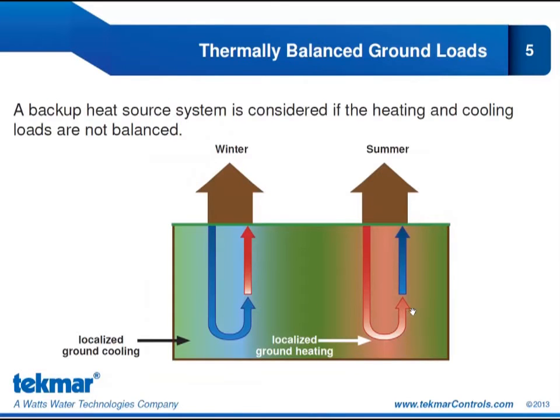Now, we want the localized ground heating to be as close as possible to the localized ground cooling. In other words, we want thermally balanced ground loads. If we have load imbalances, it can result in ground temperature increases or decreases over time, causing system performance deterioration. To avoid thermal imbalance, we can do one of two things. We can either increase the size of the ground heat exchanger, which as we know would be very expensive, or we can downsize the amount of heating or cooling loads that we will try to obtain from the Earth system.